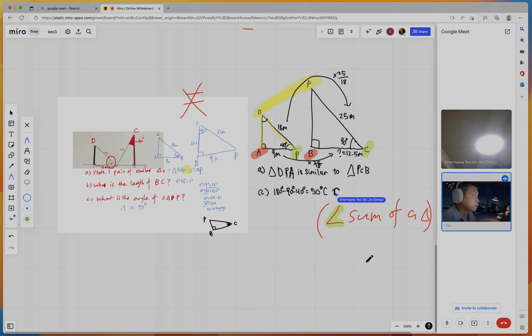Are you clear how to do such questions next time? What's the first step for similar triangles? Match. Extract the triangles and match. Actually, to be more exact, you should extract the two triangles and then match. Match their sides. Match their angles.